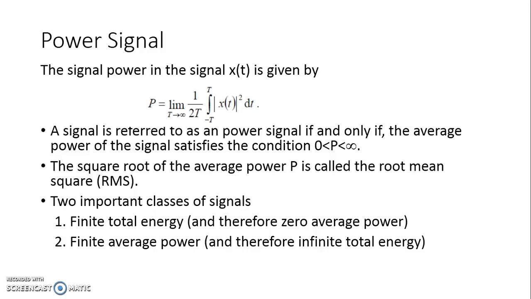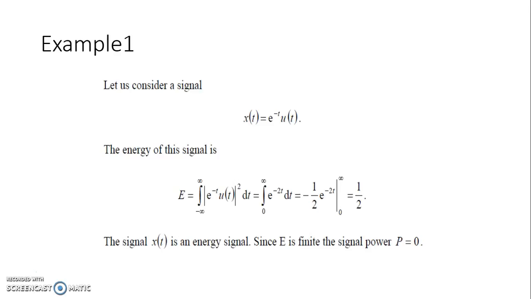Now, the two important classes of signals: finite total energy and zero average power, and finite average power and infinite total energy. So here is an example of an energy and a power signal.